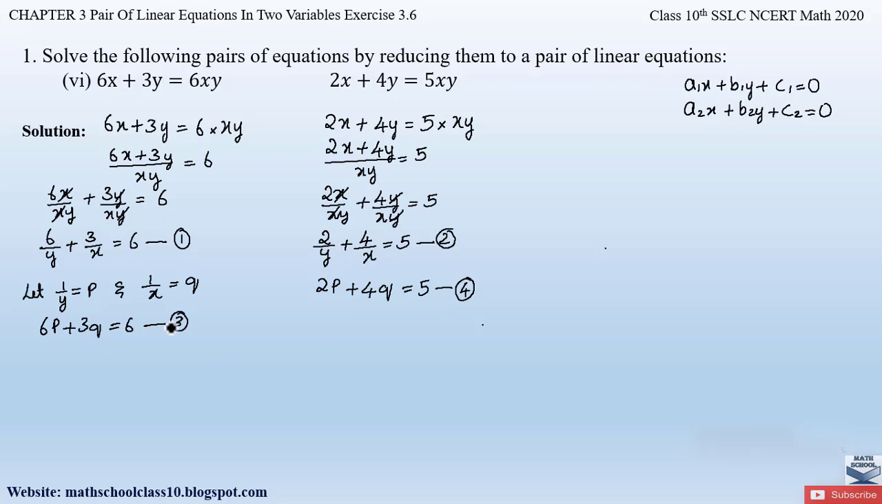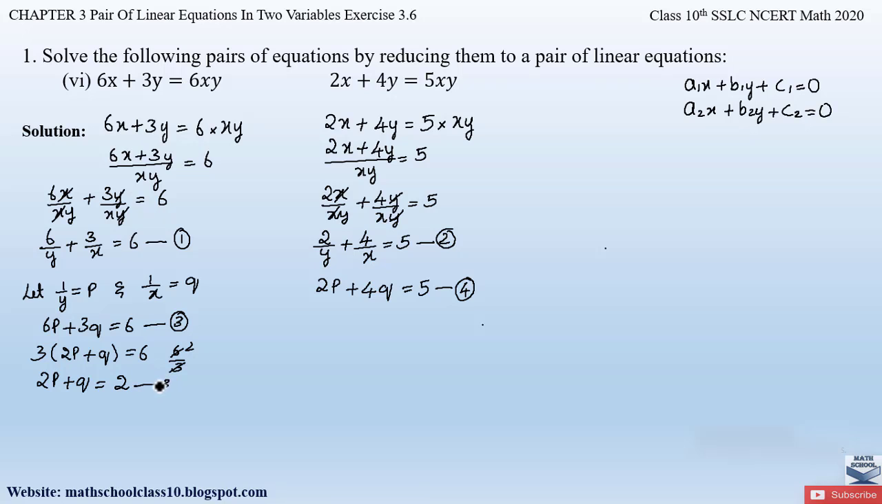You can further reduce equation 3 if you take 3 outside as common from 6p and 3q. So this will be left with 3 into 2 is 6, so 2p will be left, and if you take 3 common from here, q is left, equal to 6. So if you send this 3 to right hand side, 2p plus q is equal to 6 divided by 3. So what is 6 divided by 3? 3 1 times, 3 2 times. So this will be equal to 2.